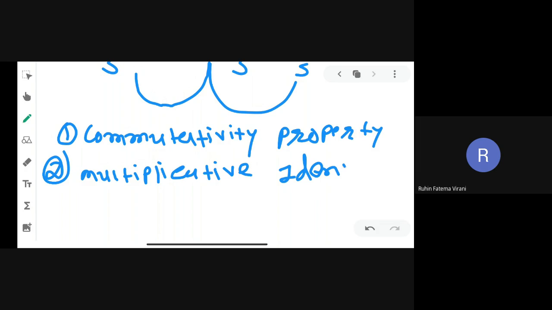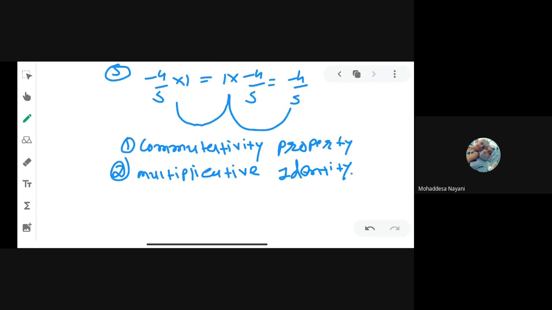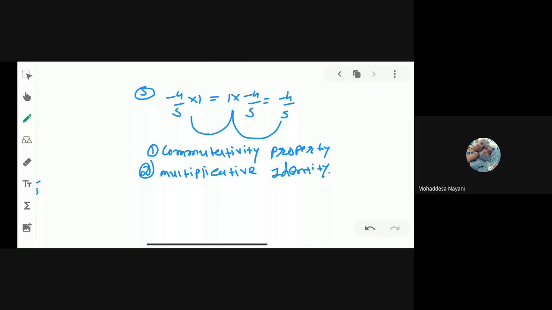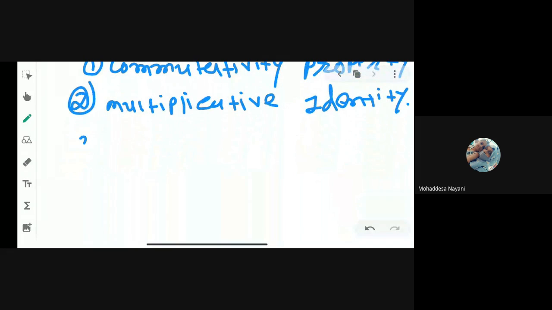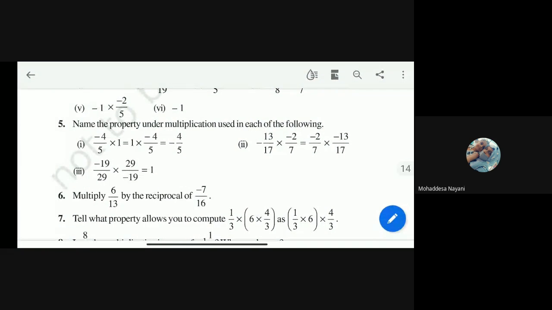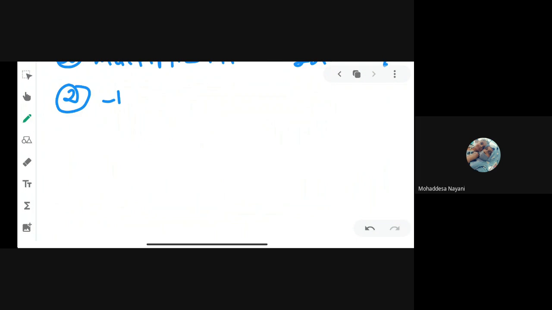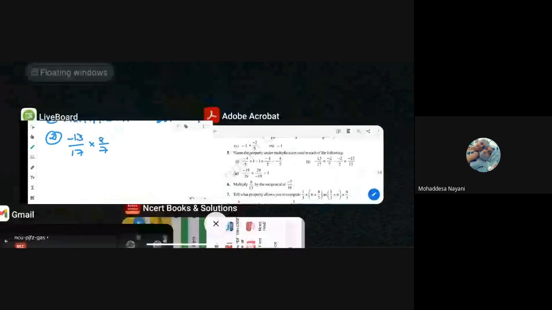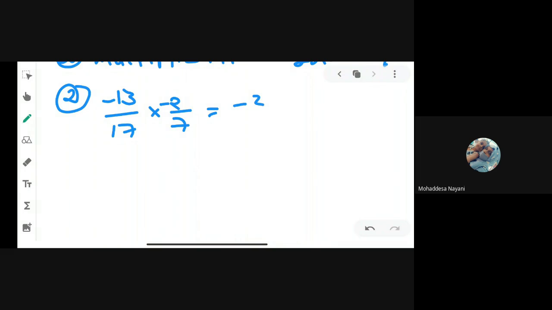Are you getting it? Yes, sir. So we are using these two properties in this question. Question number 1, and then we are doing question number 2. Now you can see in question number 2, minus 13 by 17 into minus 2 by 7 is equal to minus 2 by 7 into minus 13 by 17.